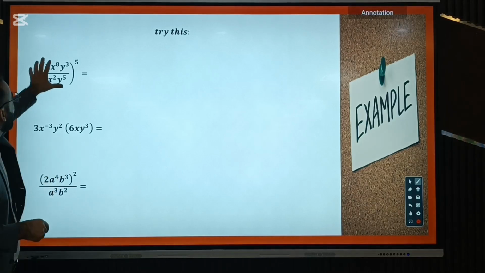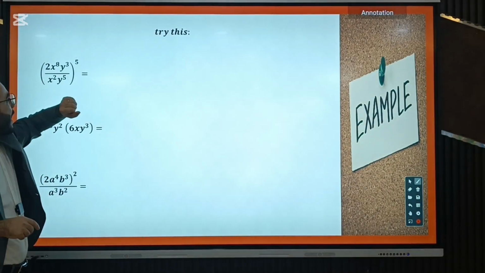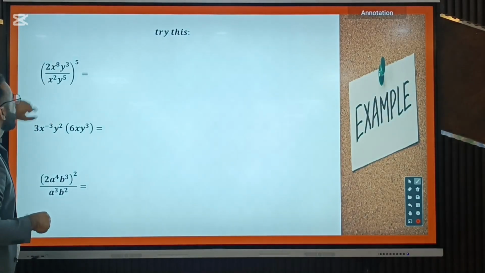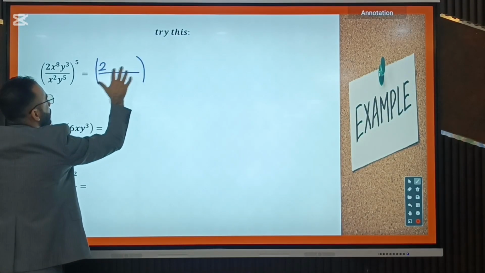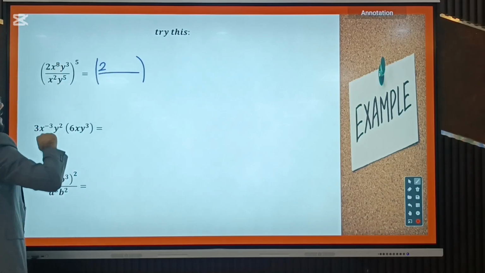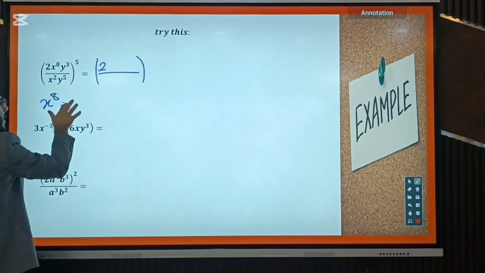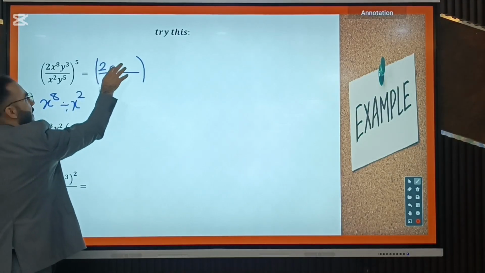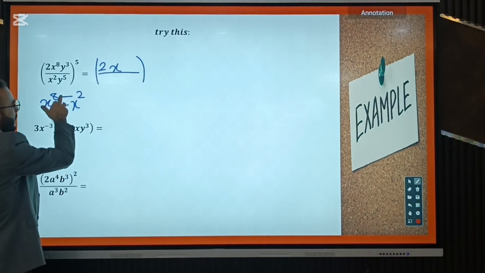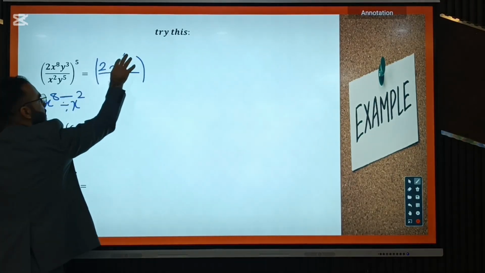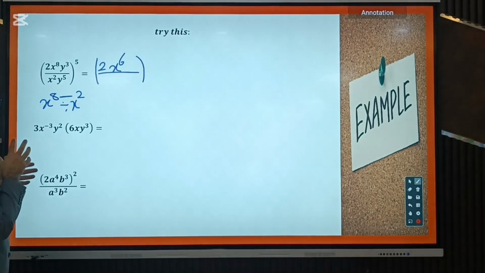So here, we have a quotient to the power of a number. First of all, we have 2x to the power of 8 divided by x to the power of 2. So x to the power of 8 divided by x to the power of 2. Keep that x in division. We will subtract the exponents. 8 minus 2, 6. So 2x to the power of 6 will be left in the numerator.